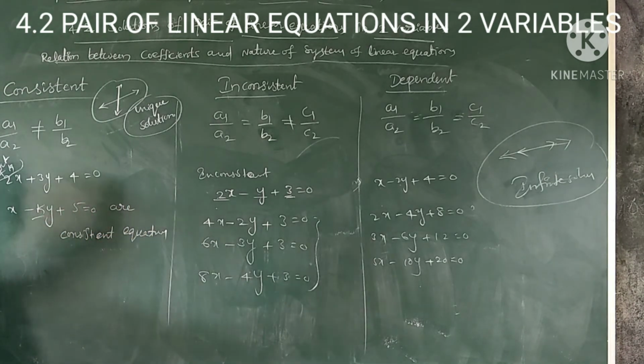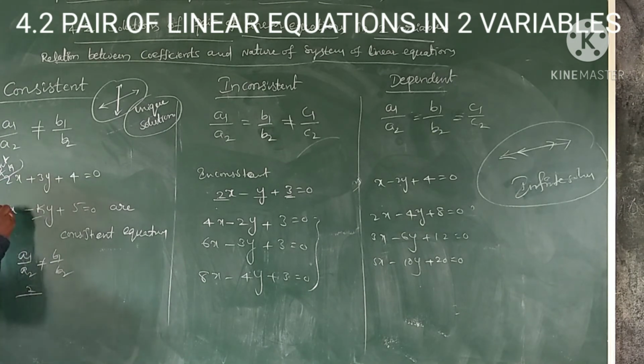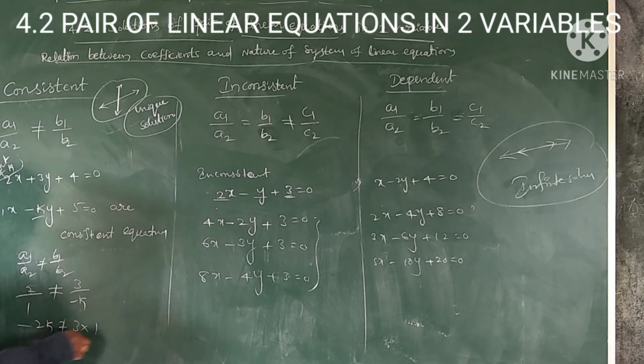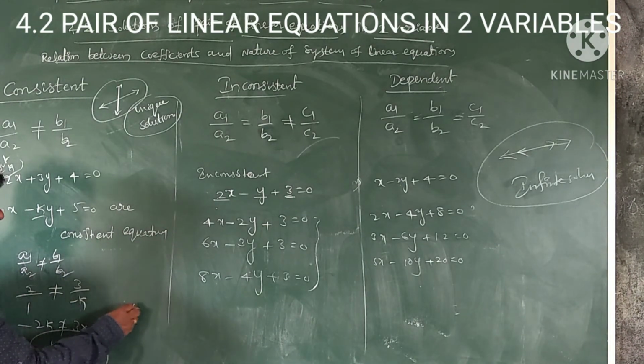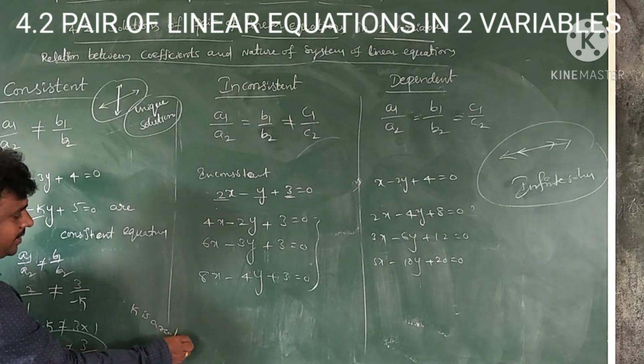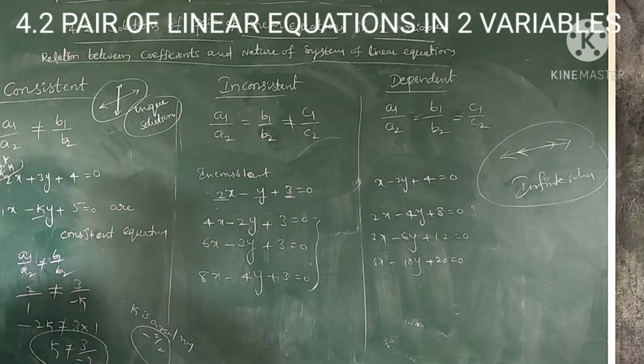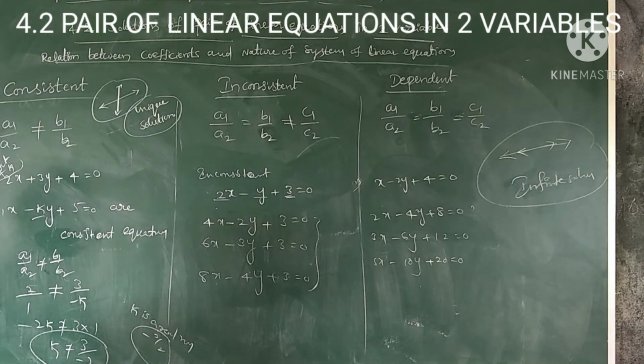Yes, students, just remember: if a1 by a2 is not equal to b1 by b2, where a1 is 2, b1 is 1, then 2 by 1 is not equal to 3 by minus k. Cross multiply. Minus 2k is not equal to 3 into 1. K is not equal to 3 by minus 2, that is, minus 3 by 2. K is a real number except minus 3 by 2.